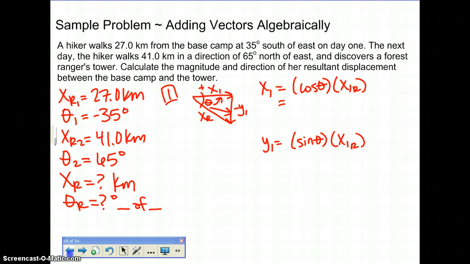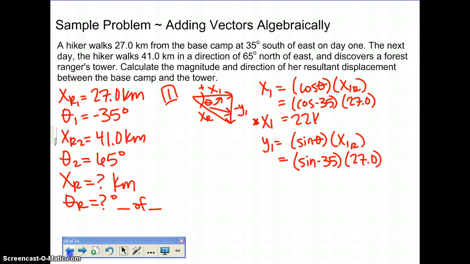All right, let's jump back up here. This would be the cosine of negative 35 times 27.0. And this one would be the sine of negative 35 times 27.0. In your calculators here, you should see about, and I'm just going to skip to the chase, 22 kilometers. And for your y1, you should have negative 15 kilometers, which makes sense because your x1 should have been positive and your y1 should have been negative.